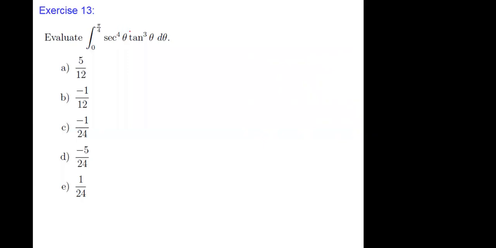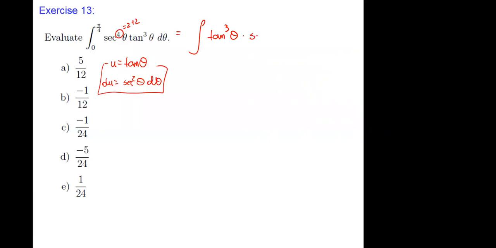What I will do, maybe I can let u to be tangent. Let's start a little bit from the middle. And then the derivative of tangent is secant square theta d theta. That means I will need secant square and the remaining, I will keep tangent cube theta. I will keep secant square and also secant square at the end. That means this is my du. That's what I decided. Okay.